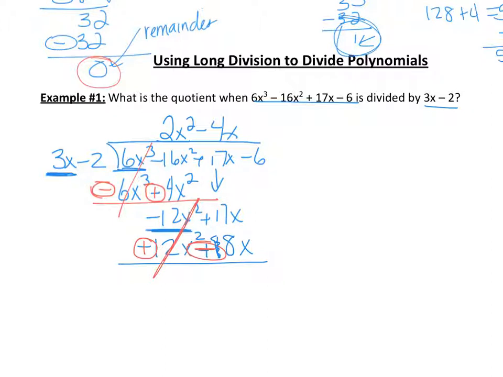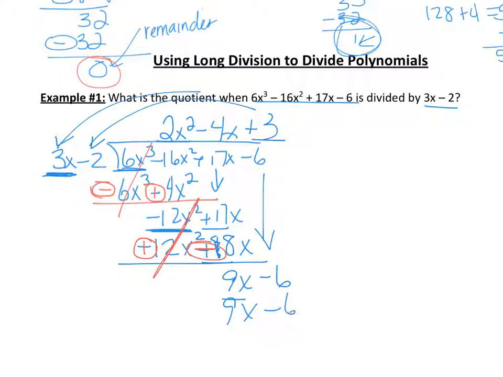Sorry. So that should be 9x. So it's 17 minus 8 is 9x. We bring down the negative 6. 3x times what will give me 9x? Well, that's 3. Do the multiplying. Remember, we have to multiply both the pieces. So it would be 9x minus 6. Oh, look, it's exactly the same. So when I subtract, I'm left with 0, a remainder of 0.